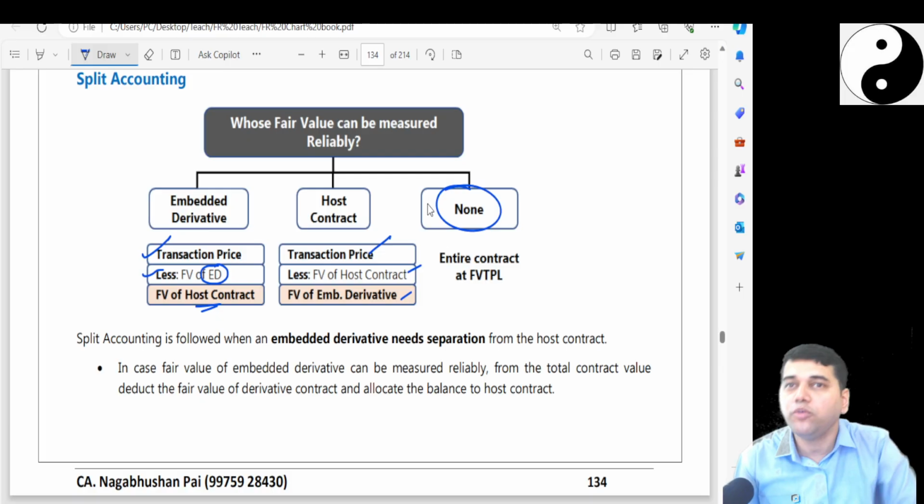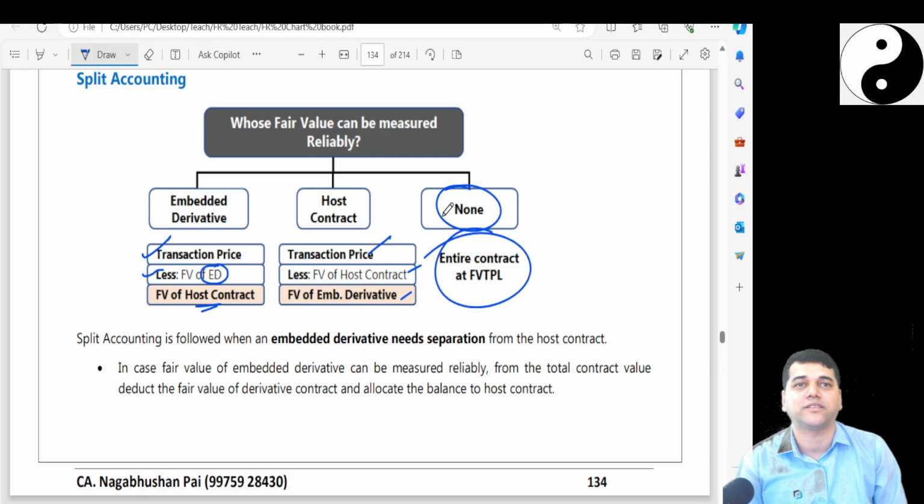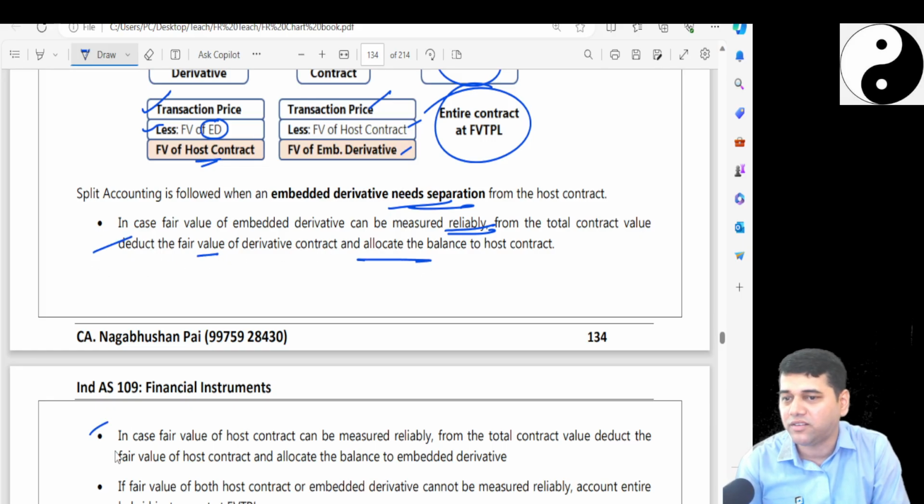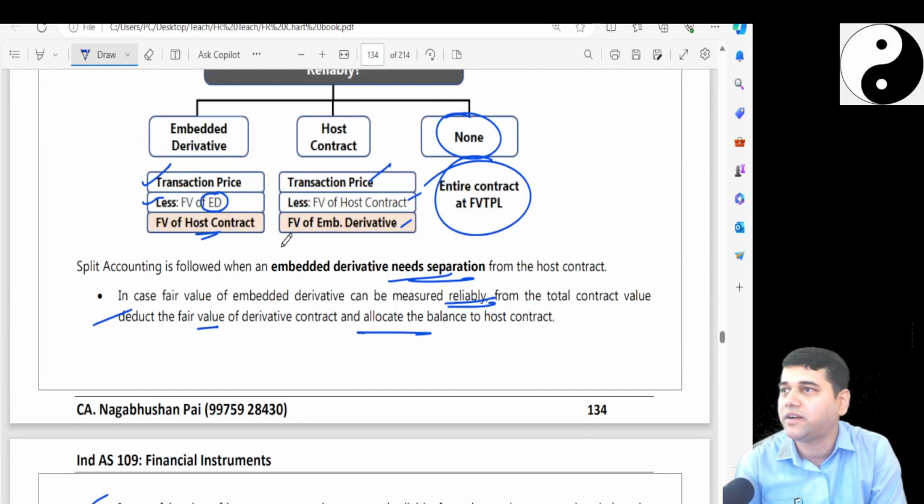Now, if you don't know both, then what to do? Both you take to FVTPL, finish. Now, split accounting is followed when the embedded derivative needs separation. In case the fair value of the embedded derivative can be measured reliably, they deduct the fair value from the host contract. Okay, same theory. Same theory I have explained in the form of a chart.